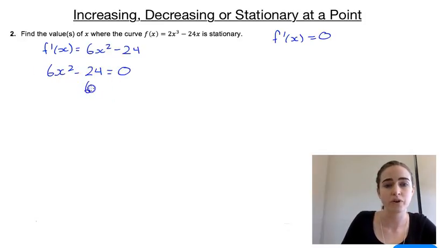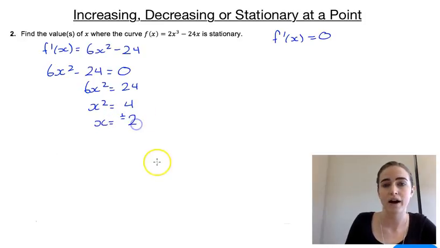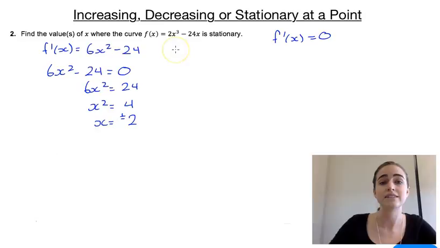So we'll add 24 to both sides. We'll divide both sides by 6. And then we'll take the square root of both sides. So we'll end up with x equals plus or minus 2. So for both of those values, at x equals 2 and minus 2, our curve will be stationary.